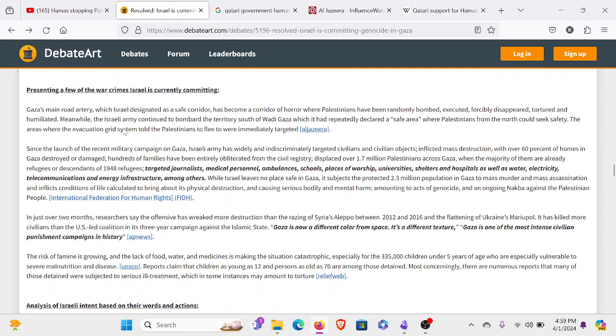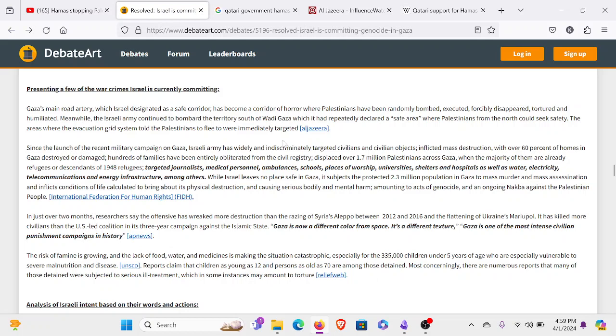Presenting a few war crimes Israel is currently committing. Okay, let's say it is proof. We'll say it's proof. Gaza's main road artery, which Israel designates as a safe corridor, has become a corridor of horror where Palestinians have randomly been bombed, executed, forcibly disappeared, tortured, and humiliated. Meanwhile, the Israeli army continued to bombard the territory and have repeatedly declared a safe area where Palestinians in the north could seek safety. The areas where the evacuation grid system told the Palestinians to flee were immediately targeted. And the citation is Al Jazeera.